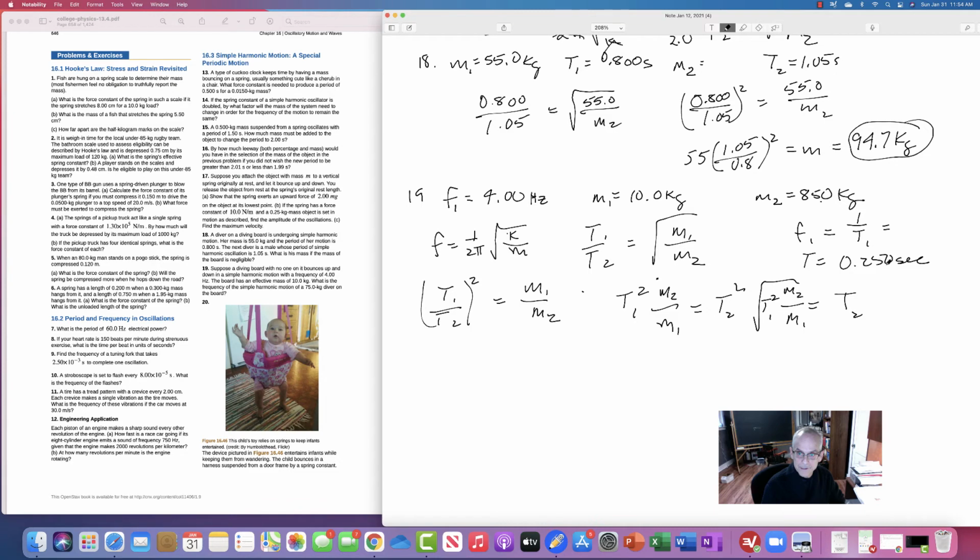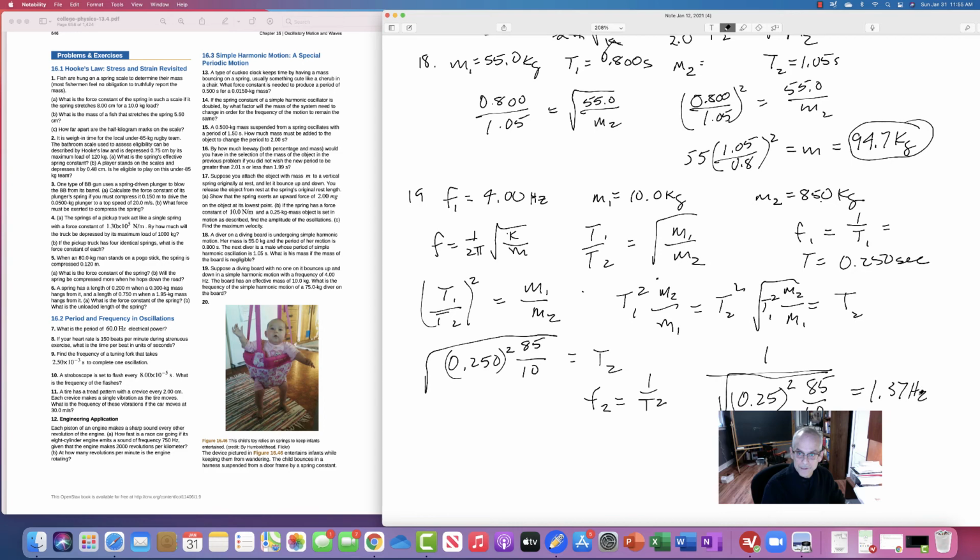So let's put these numbers in here. T1 is 0.250 squared. M2 is 85. M1 is 10. And then we're going to take the square root of all of that, and that's going to equal T2. Once you get this T2, then all you have to do is say f2, which is what we actually want to know, is 1 over T2. And so you just take this whole thing and say 1 over the square root of 0.25 squared times 85 over 10. You do this math, and then whatever you get in this box, you just take and reverse it. The new frequency is going to be 1.37 hertz.